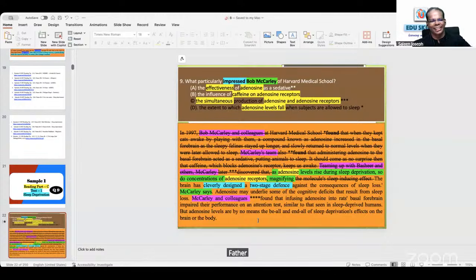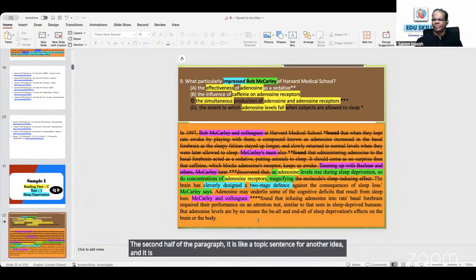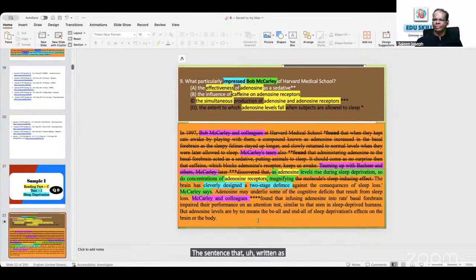Father, I have a question. Okay. Can I ask? Please. Can we have more than one topic sentence in the same paragraph? For example, here, the second half of the paragraph is like a topic sentence for another idea, and it is explained by the sentence written as brain has cleverly designed. I mean, as if it is an introduction starting from teaming up with Bashir and others.